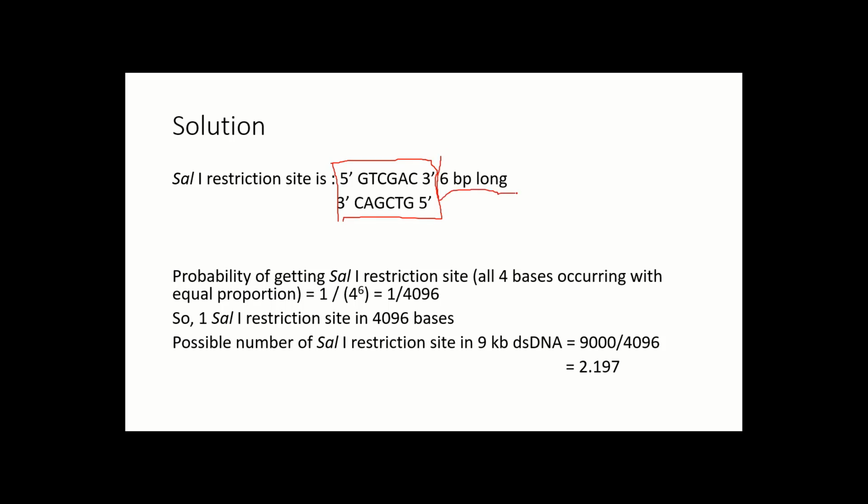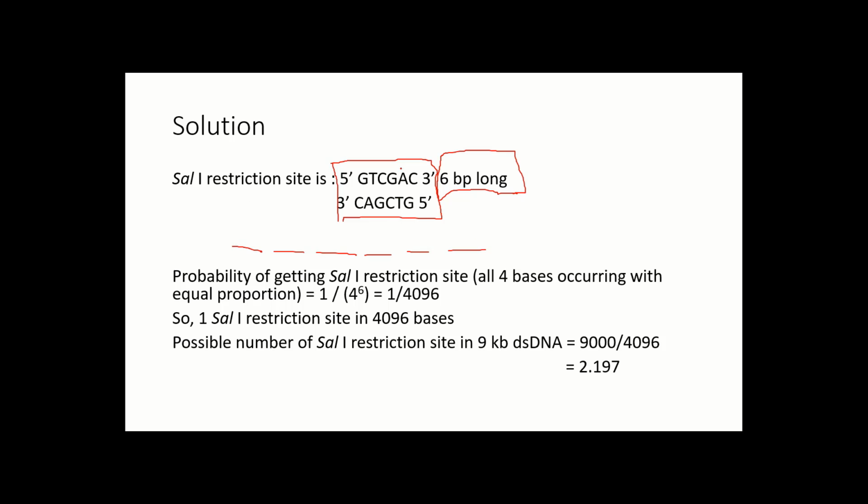This is a very important piece of information for this question. The length is 6 base pair. As they are asking to find the probability of a SalI restriction site in the double-stranded DNA, to get a SalI restriction site you will have 6 places in your double-stranded DNA: 1, 2, 3, 4, 5, 6.